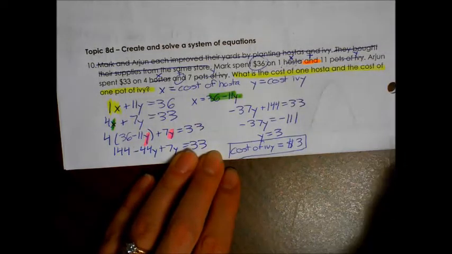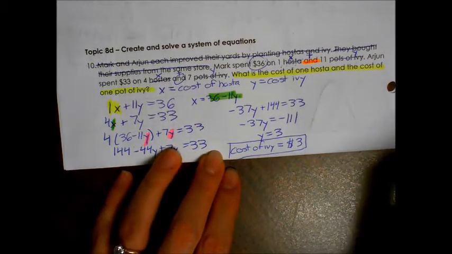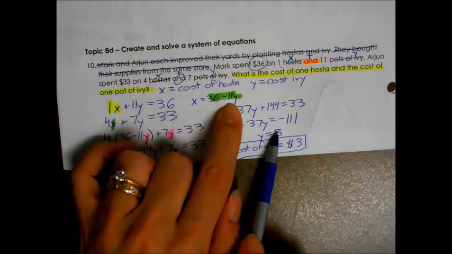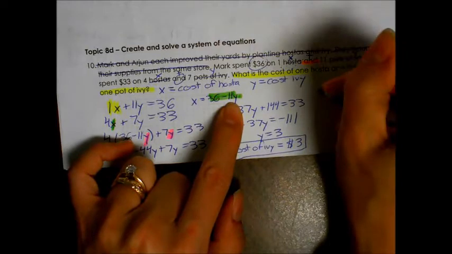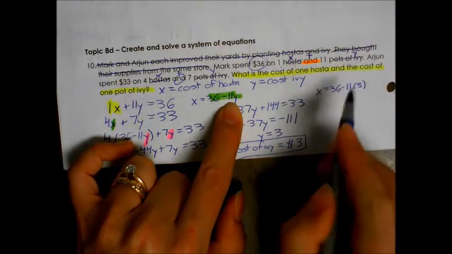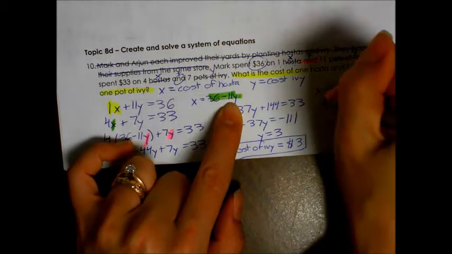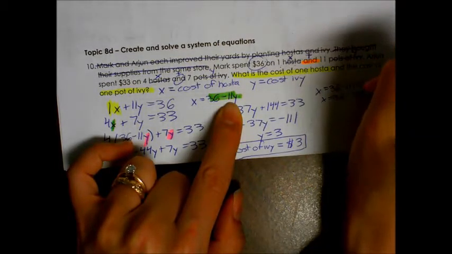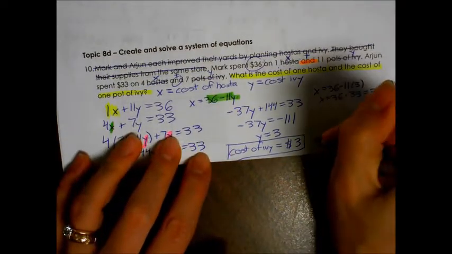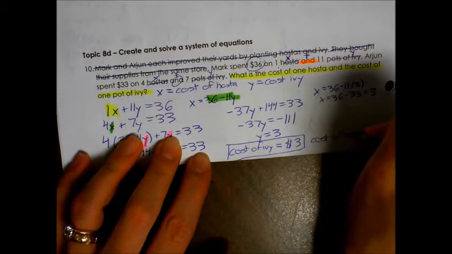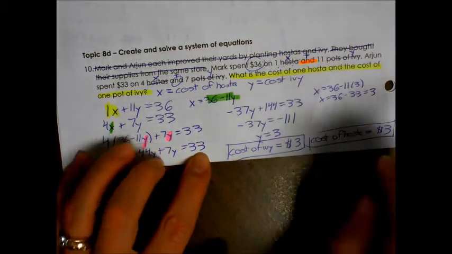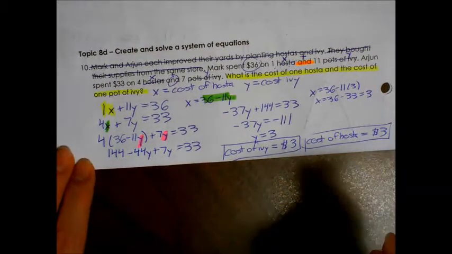Now I still need the cost of the hosta, so I'm going to need to substitute back in. This will be my easiest one to substitute back in because this was a y value. So I'm going to go back and say, okay, x equals 36 minus 11 times 3. 36 minus 33 equals 3. So this is saying the cost of the hosta equals $3 as well. So they are both $3 each.